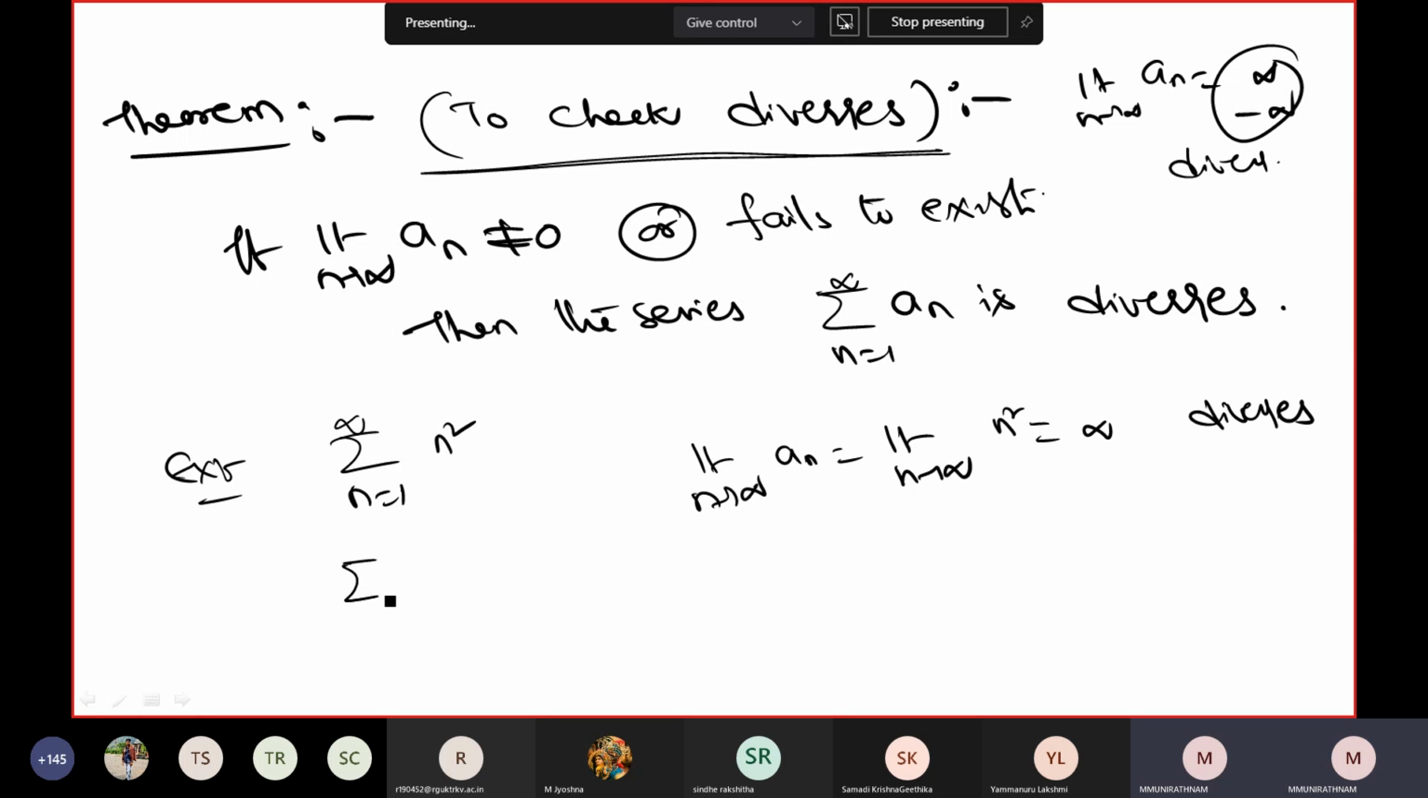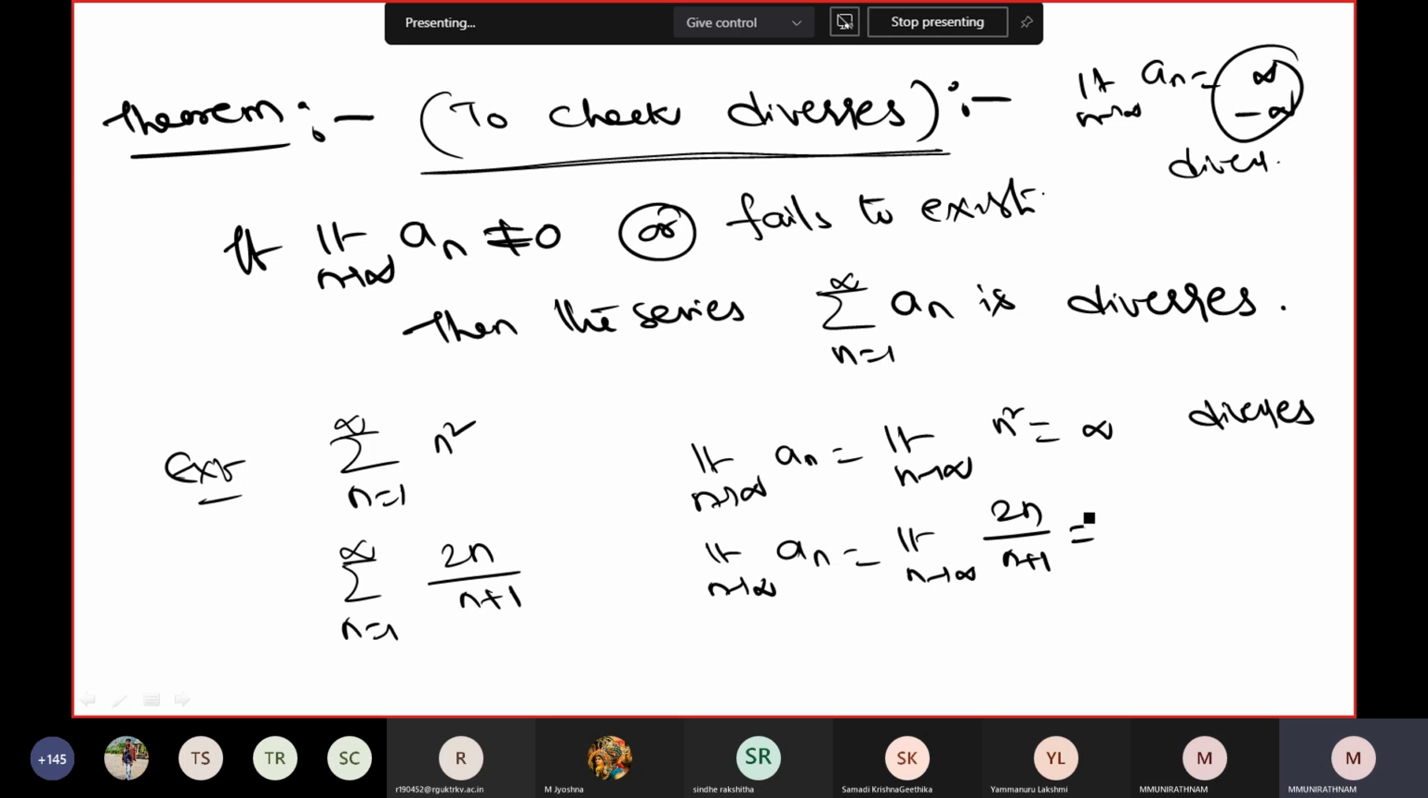Next, summation n equal to 1 to infinity 2n by (n plus 1). The limit as n tends to infinity of a_n, 2n by (n plus 1): what is this value? It is 2. Not equal to 0, right? Therefore, it diverges.